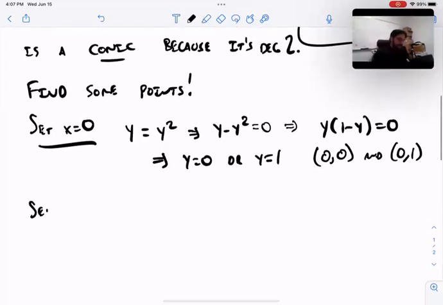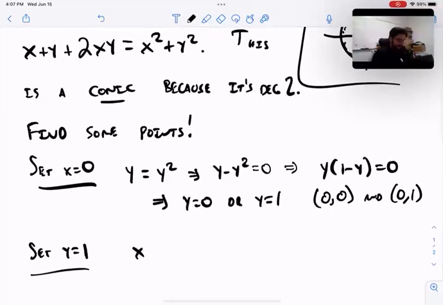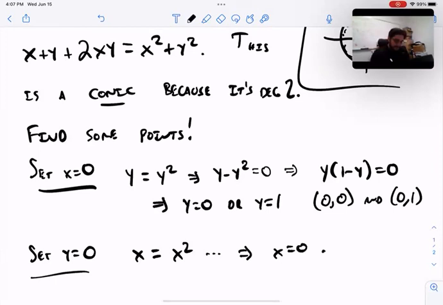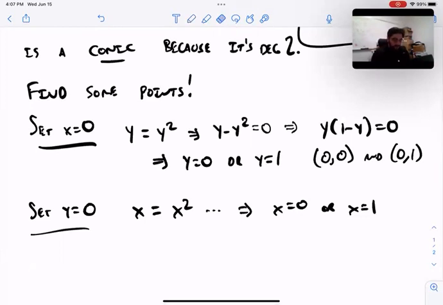I could also set y equal to 0. That's also a nice thing to do, right? If I set y equal to 0, what do I get? Sorry, I said x, and my hand did not listen. So y equal to 0, there we go. And now I get x equals x squared once y is 0, right? And so the exact same algebra will imply that x equals 0 or x equals 1, right?